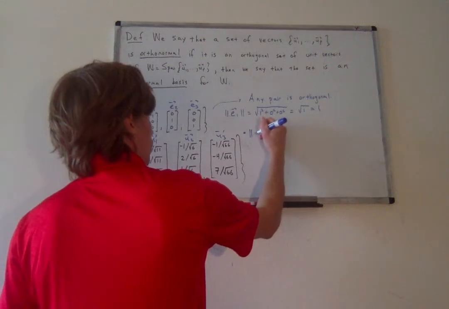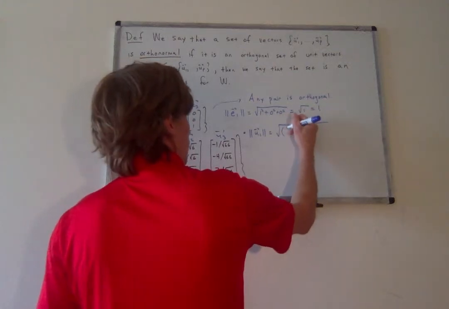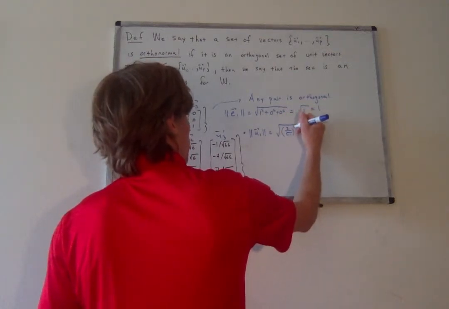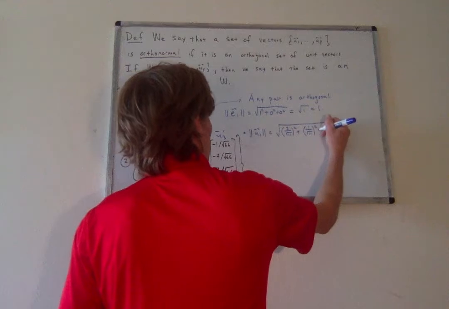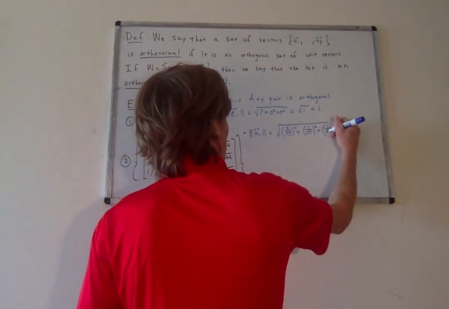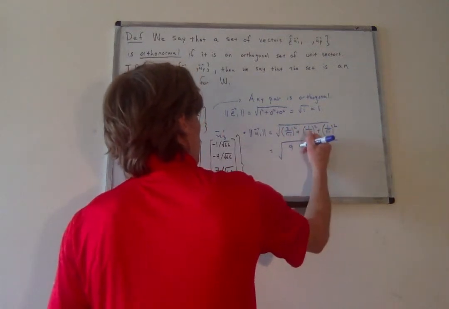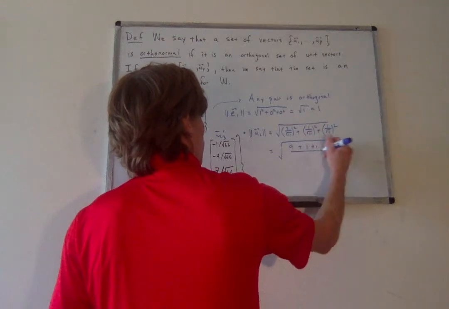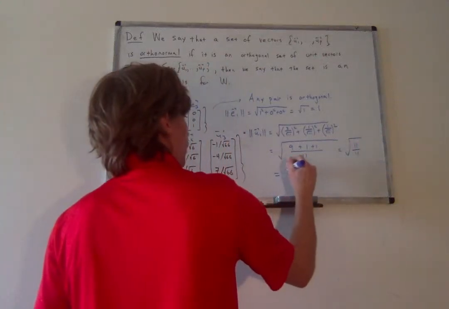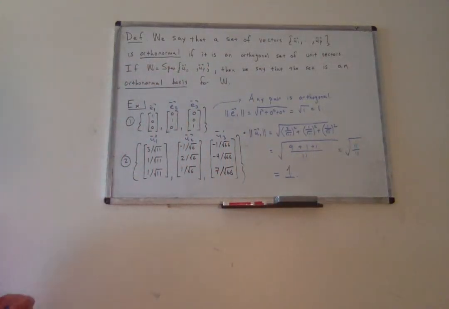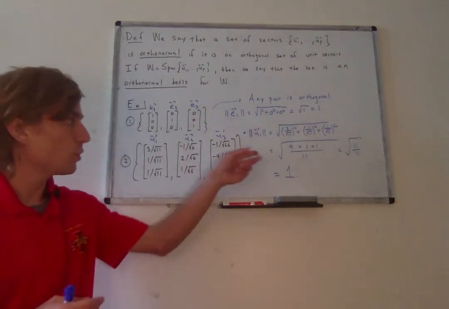We'll do the norm of U1. This is equal to the square root of 3 over square root 11 squared, plus 1 over square root 11 squared, plus 1 over square root 11 squared. Notice that when I square these, the denominators all become just regular 11. So as you can see, this is equal to the square root of 11 over 11, or equal to 1. If you want to check the other two to make sure they are in fact also unit vectors, you can.